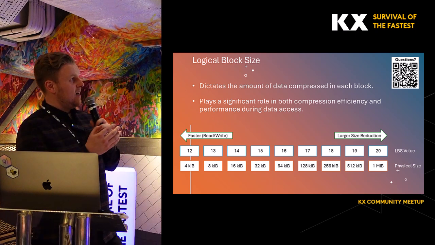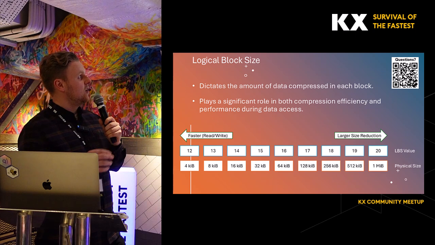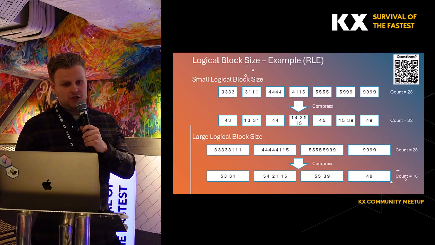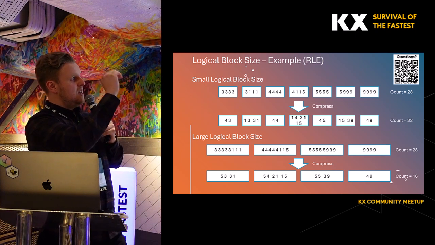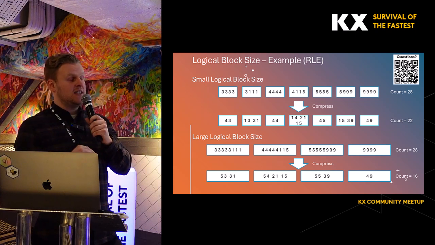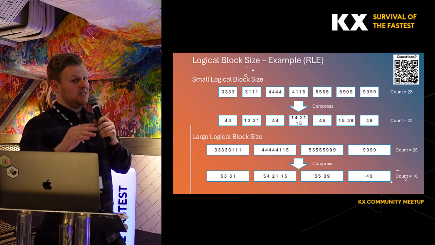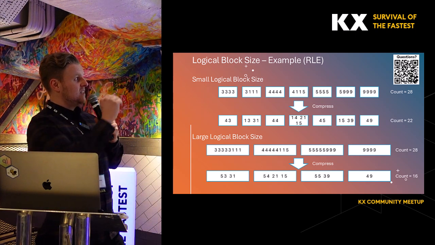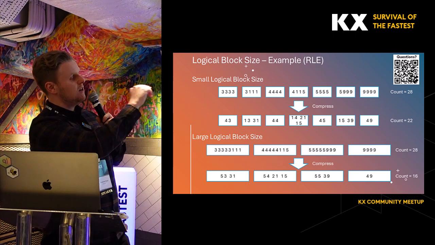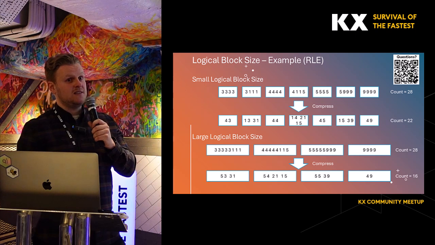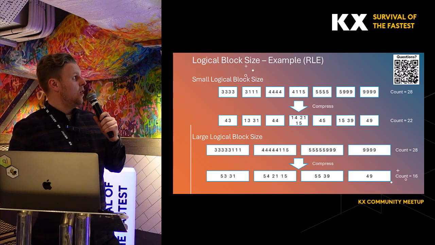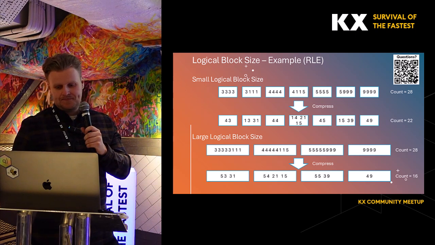So just to apply this to our RLE example that we had earlier, to see how using different sizes of blocks can affect the performance. Using a small logical block size, I've just taken the numbers I had before, the 28 numbers. You can see each block is compressed individually. So it's basically a separate environment. And you can see that the runs, for example, in the first two blocks, the threes, are interrupted, which means that you can't compress as efficiently because I chose too small of a logical block size.